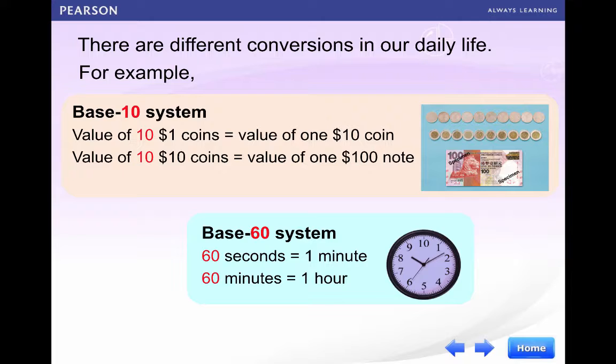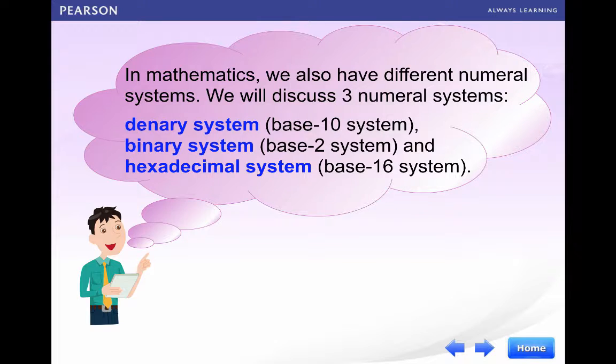And sometimes we have another system. Let's say the time is a base 60 system. So you have 60 seconds into 1 minute and 60 minutes into 1 hour. So we have to know more about these kinds of systems in this chapter. We have many different types of numeral systems, but in this chapter we will discuss 3.